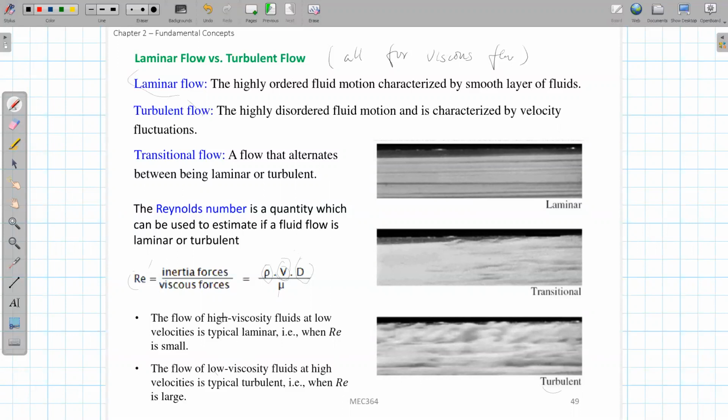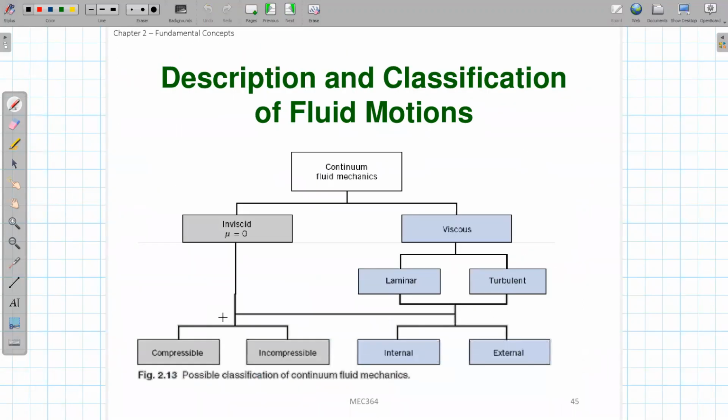Okay, so in the end, there are different ways to distinguish fluid motion. This is a flow chart you can think about for how we distinguish it. Based on whether it is viscous or inviscid, and under viscous, it can be laminar or turbulent. In the meanwhile, flow can also be determined as compressible or incompressible, and internal or external. Any questions here, guys? Nope. Okay, so far so good.